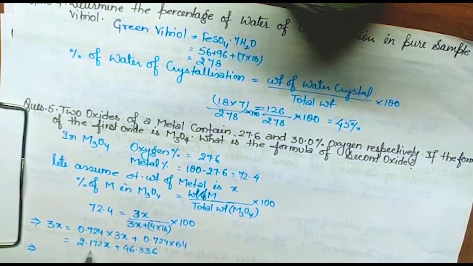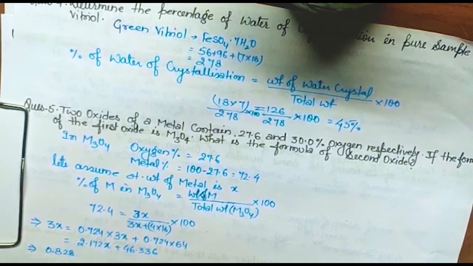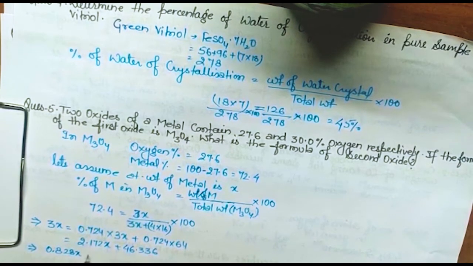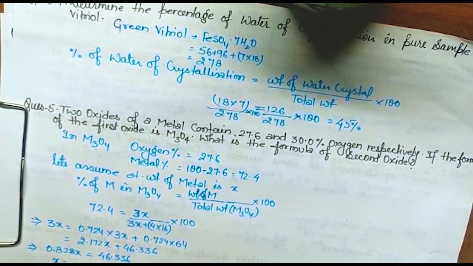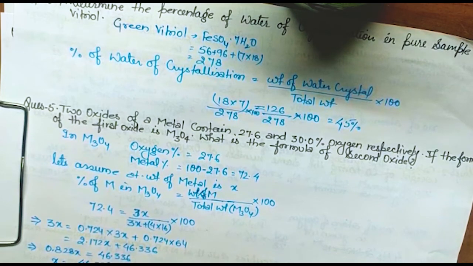Okay, so now this x value will come over there. So 3x minus 2.172x will be 0.828, isn't it? Just check. Yes. Okay, is equal to 46.336. So x will be 46.336 divided by 0.828. Now do this calculation and you get x, the atomic mass, as 56.